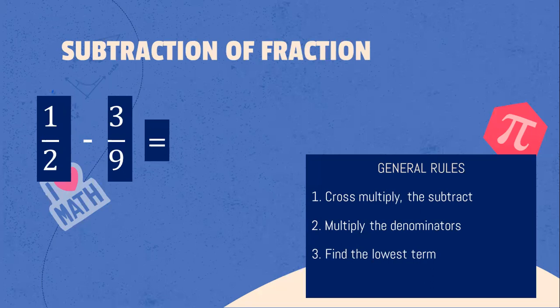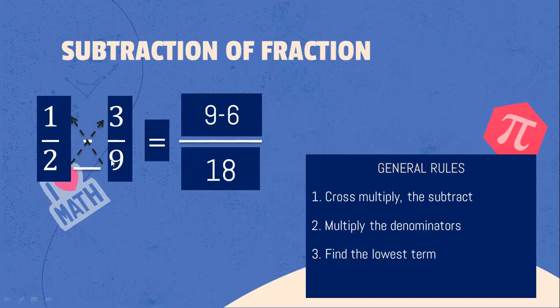Okay, let's solve all together. The first process, cross multiply, then subtract. 9 multiplied by 1, 2 multiplied by 3. 9 multiplied by 1 is 9. 2 multiplied by 3 is 6. Then subtract. The next one, multiply the denominators. 2 multiplied by 9, that is 18. 9 minus 6 is 3. Then copy the denominator, which is 18.